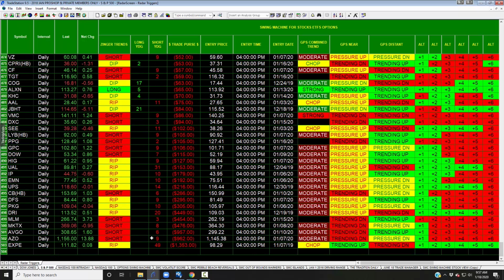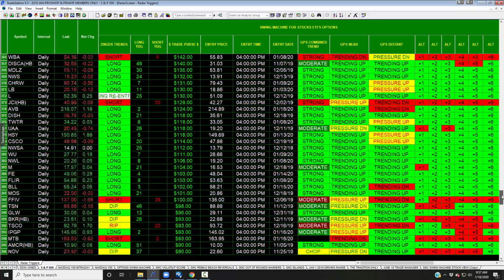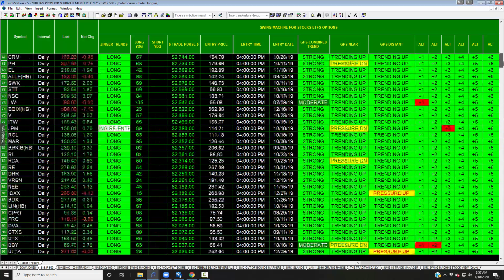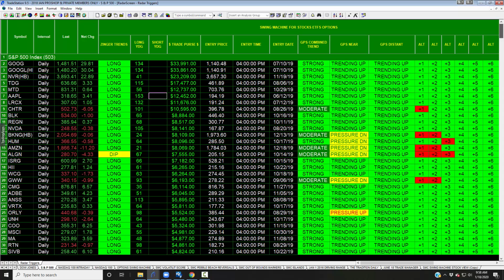Now, does Swing Machine win on every single trade? No. But Swing Machine will exit trades quicker, faster, more dispassionately than any human could possibly do. We're 90% profitable in the S&P 500 and just 10% are underwater.